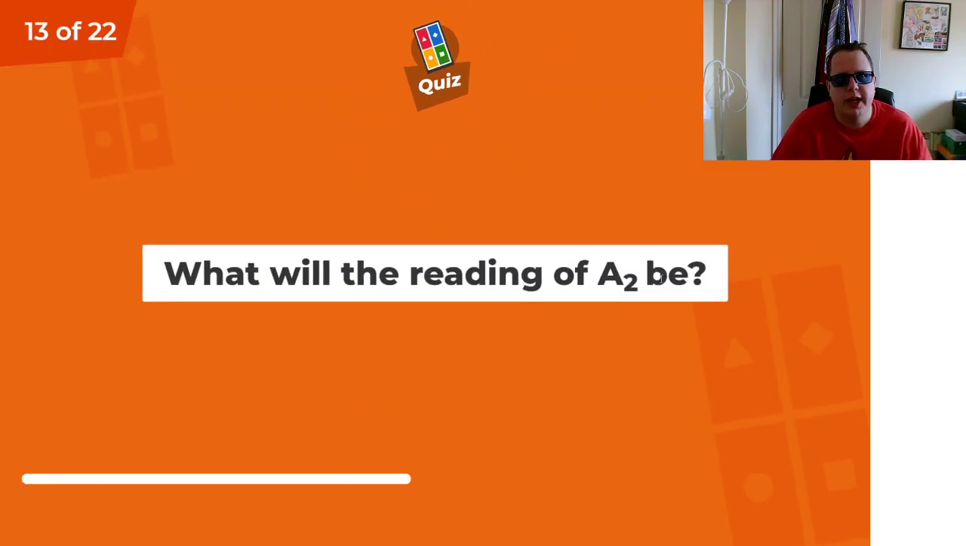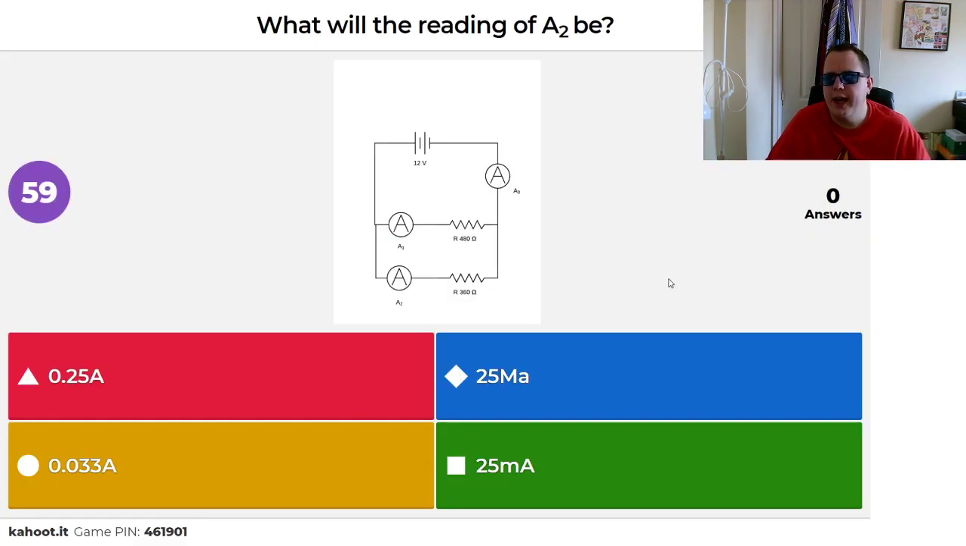Okay, so same circuit. Now we're looking at A2. What will the reading in A2 be? This is A2 down here.